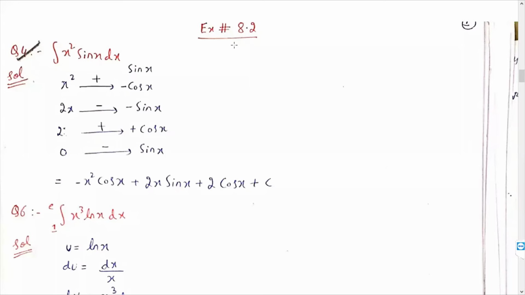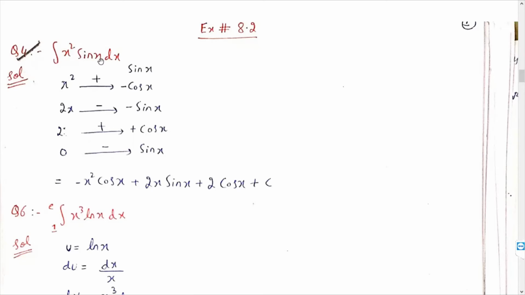Now let's discuss some exercise questions, like question number 4, integral of x square sine x dx. Once again, the integrand is the product of two functions. One is the algebraic function, the other one is the trigonometric function. This is basically the ideal case in which we can apply the tabular integration, because in tabular integration one function should be some algebraic function, because when you take its derivative it ultimately goes to 0. So here we'll apply the tabular integration.